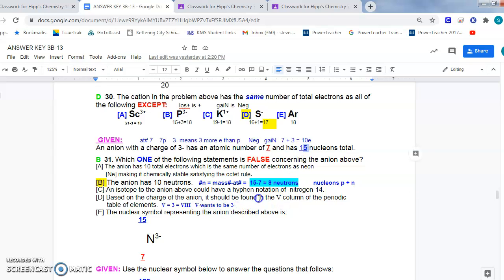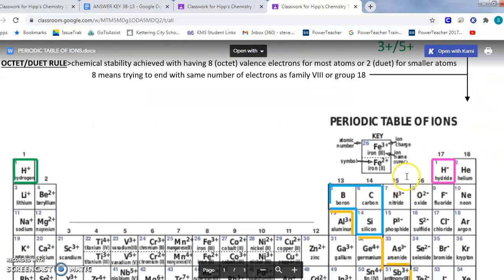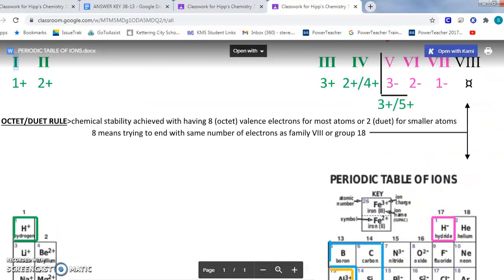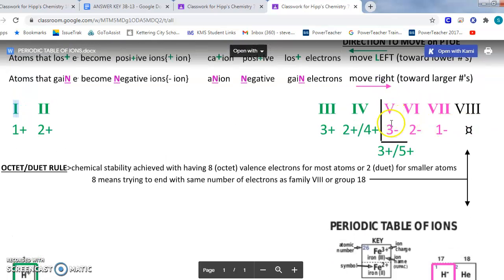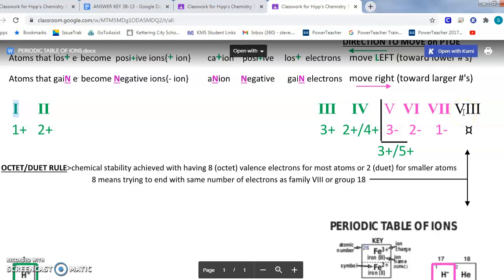Based on the charge of the ion, it would be found in Roman 5. Let's find out. Nitrogen. We know it's nitrogen and it's 3 minus. If we look on the periodic table, if we look at our periodic table of ions for sure, there's nitrogen. We've already found it was nitrogen. Nitrogen has a Roman 5. They want to be 3 minus. The atoms that want to be 3 minus mean they have 5. That 5 is 5 valence electrons. 3 minus would give it 8 total. Remember, when you're minus, we're moving this way to the right.